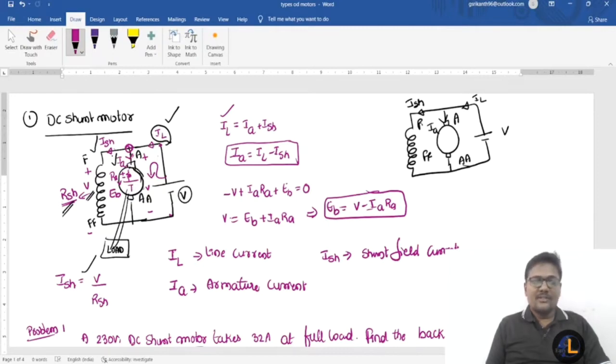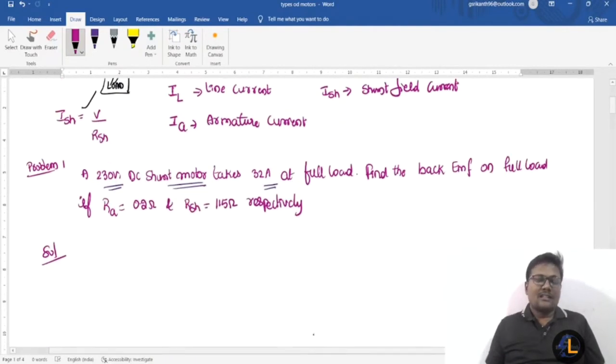Back EMF is the EMF which is induced in the armature conductors, and this is a counter EMF, and the armature winding consists of RA. By applying KVL to this loop, minus V, and current entering the positive terminal can be treated as positive, plus IA RA, and here plus EB is equal to 0. Then supply voltage V is equal to EB plus IA RA, where back EMF EB is equal to V minus IA RA. In this, IL is line current, ISH is shunt field current, and IA is the armature current.